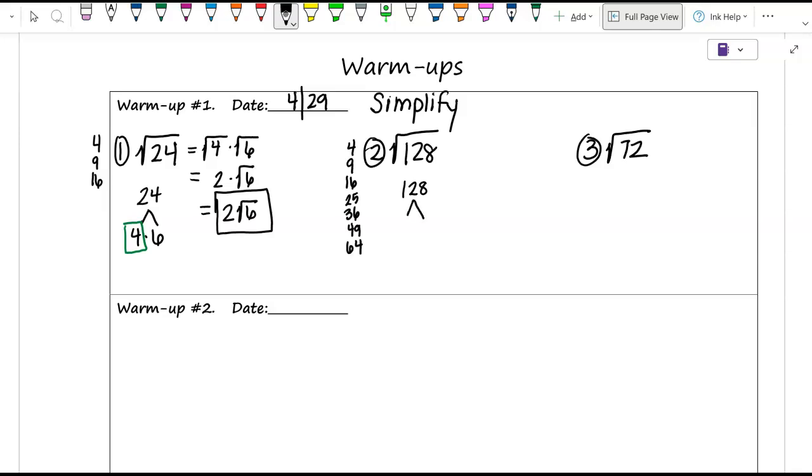So 128 would be 64 times 2. So that is our perfect square. So the square root of 128 is the square root of 64 times the square root of 2. And if you wrote the 2 first, which is fine, it's just that at the end, the radical is always going to be the second number. Square root of 64 is 8 times radical 2. So this would just be 8 radical 2.